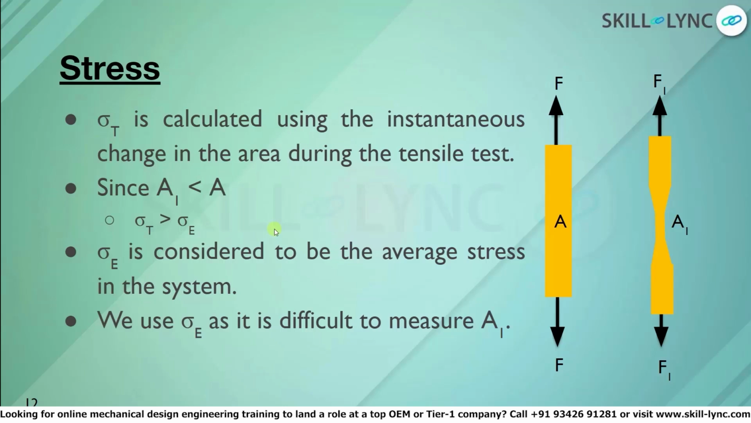Sigma E or engineering stress is considered to be the average stress in the system. This is also called nominal stress. However, it is very difficult to measure A1 as the test is being conducted. Thus, to simplify, we use A. Hence, we always calculate the engineering stress.